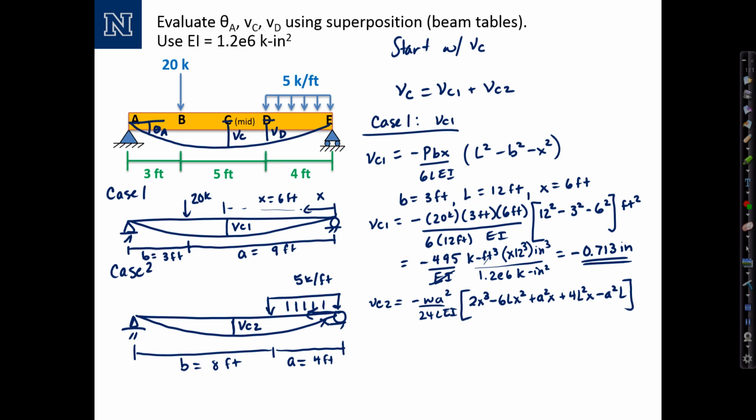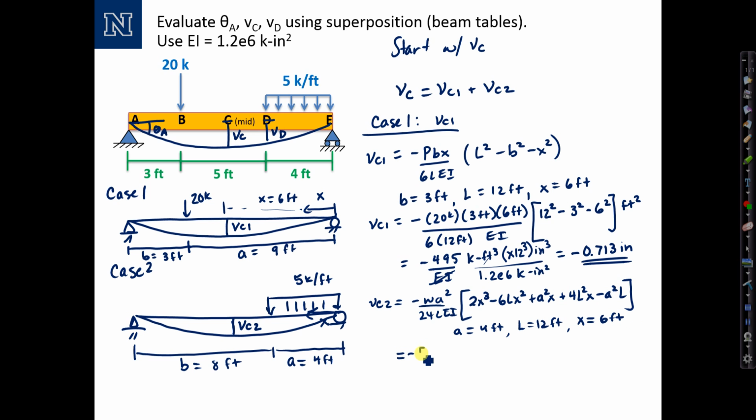When you're doing these calculations, you need to be very careful. It's best to use a program like MathCAD rather than just punching these numbers into your calculator, because it's very easy to make mistakes. So what am I going to use here? Again, a equal to 4 feet, L equal to 12 feet, and x, from the right end of the beam over to where I want to evaluate the deflection, at the midpoint, x equal to 6 feet. I'm going to leave the EI symbolic until the end.